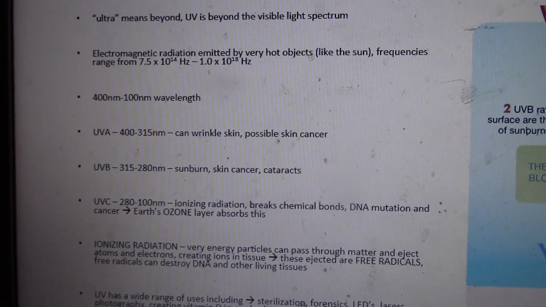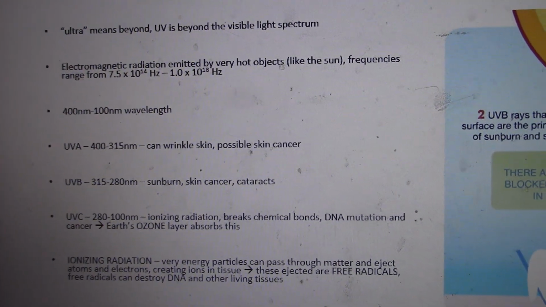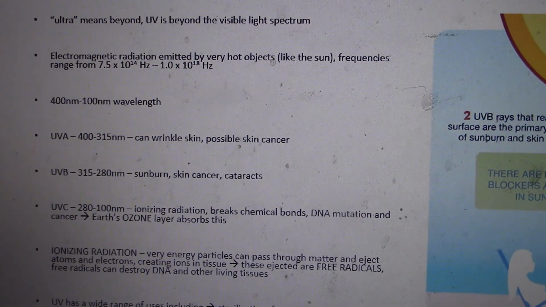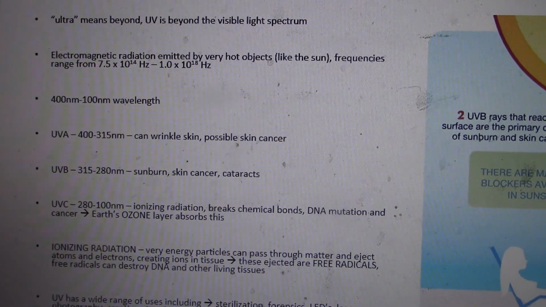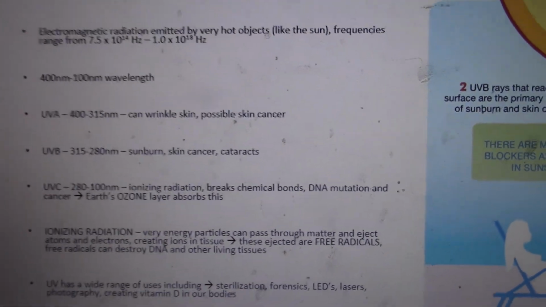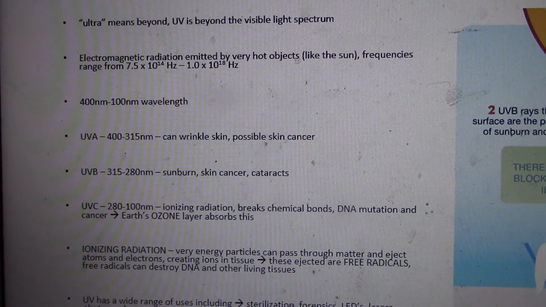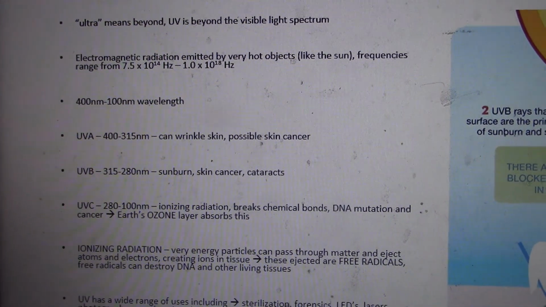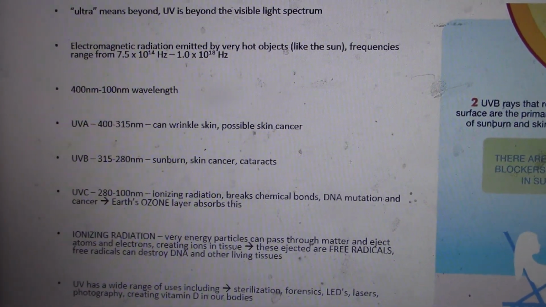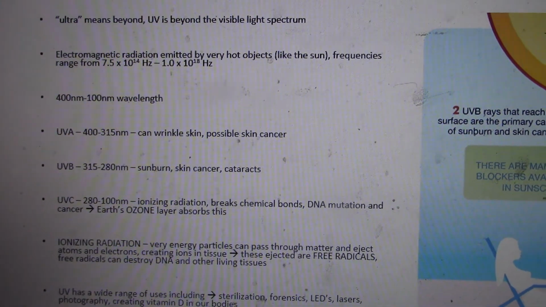UVA, ultraviolet radiation, exists from 400 to 315 nanometers. And you can see what happens here: wrinkled skin, possible melanoma. UVB is an even smaller wavelength. And UVC is quite energetic.